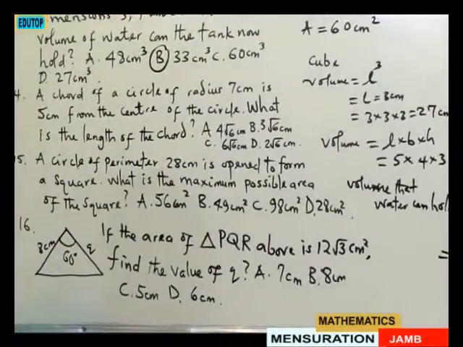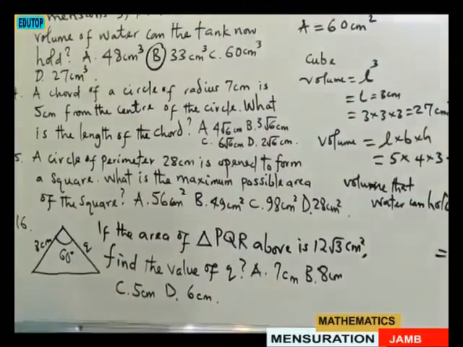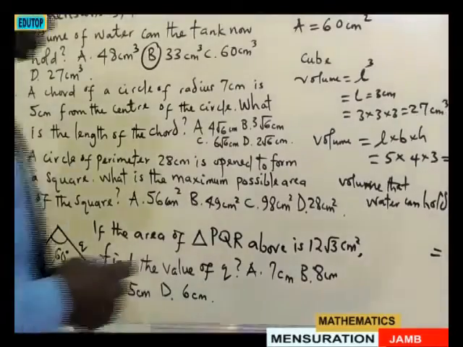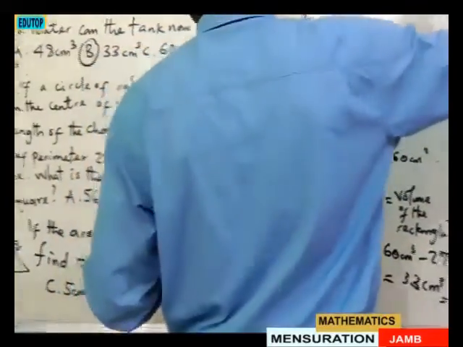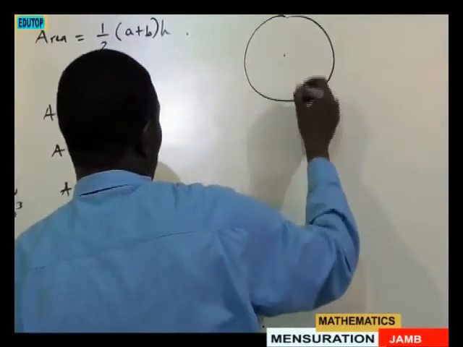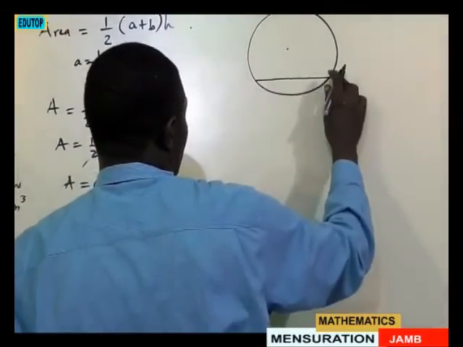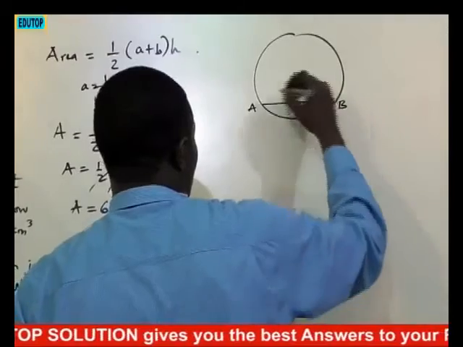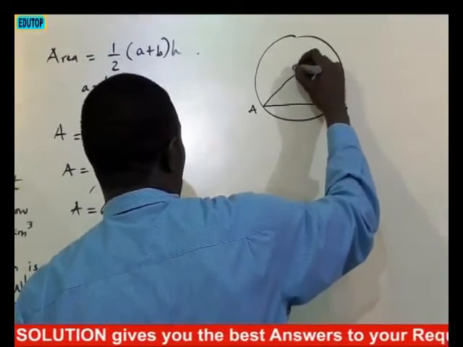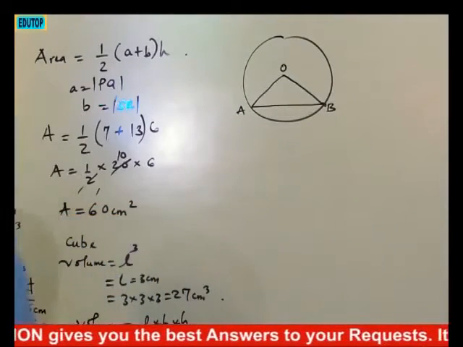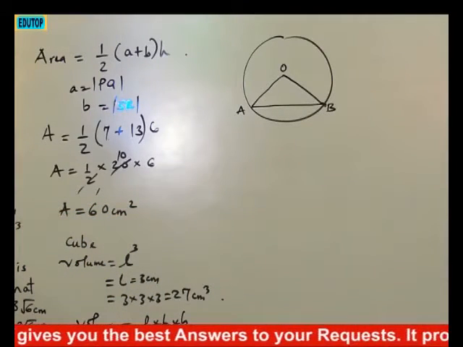A chord of a circle of radius 7 centimeter is 5 centimeter from the center of the circle. What is the length of the chord? So in this situation, let's interpret our question. We have a circle. Let's say this is the center of the circle and there's a chord somewhere here. Let's say the chord is called AB. Let us join it to the center O, something like this.